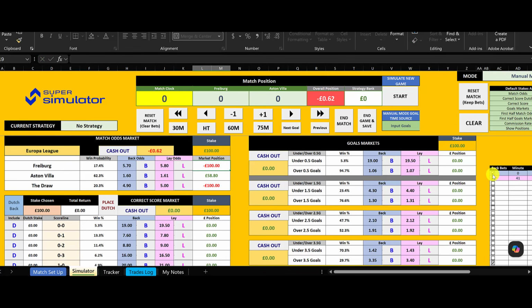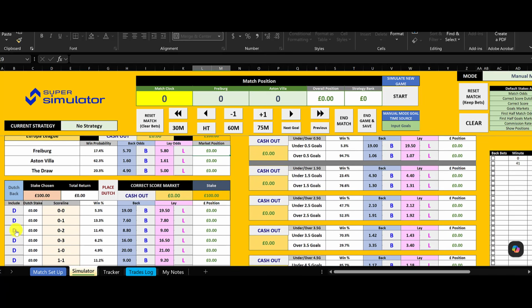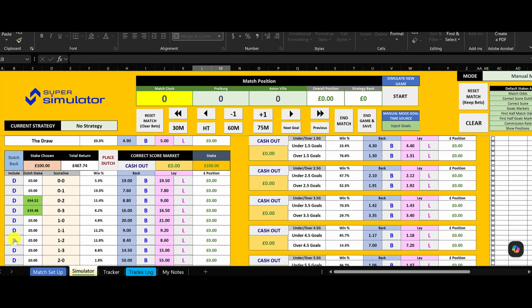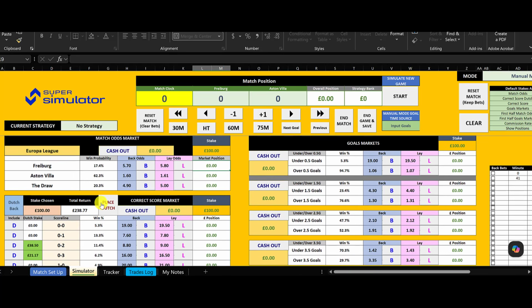There is that button to clear the bet, so you could just click here and it will clear the bets as well. But we could retrade this in a slightly different way. So we could look at, what if we were to do something on the correct score market? What if we were to Dutch some scores in favor of Aston Villa? Let's say we want to Dutch 2-0, 3-0 and the 2-1. Okay, place the Dutch. Same £100 stake.